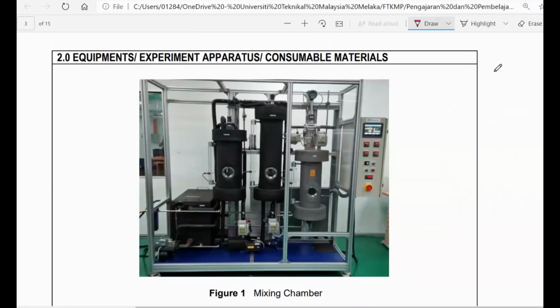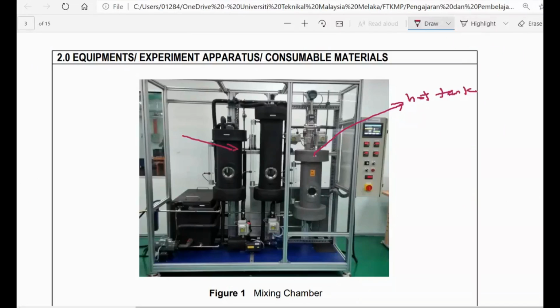Alright, this is your apparatus for lab number 5, which exists in the lab. There are several tanks here. This is the right one. This is what we call the hot tank or boiler tank.